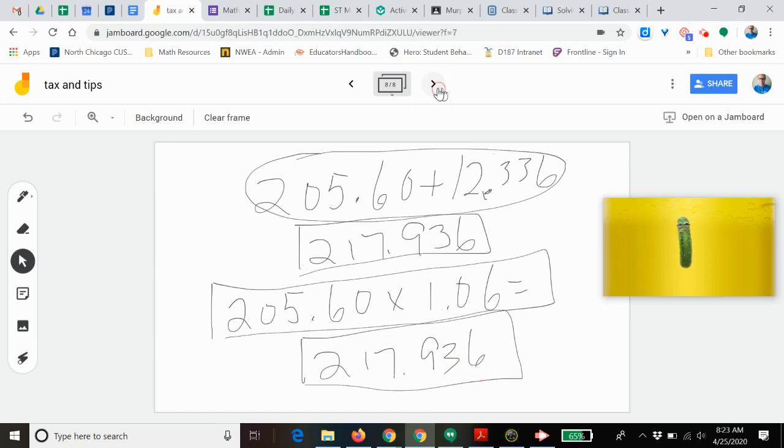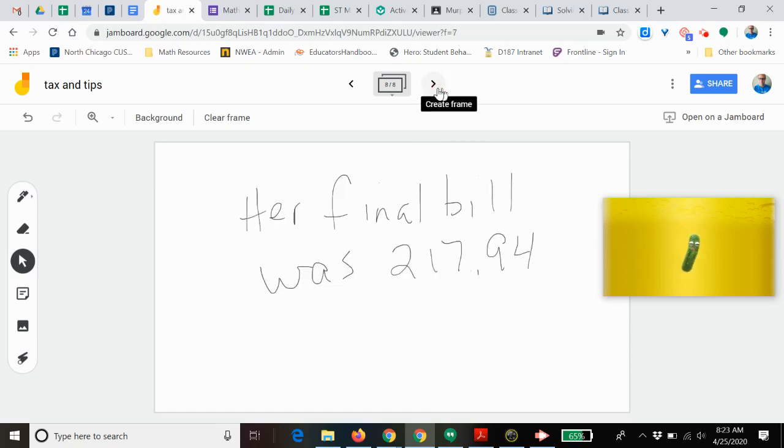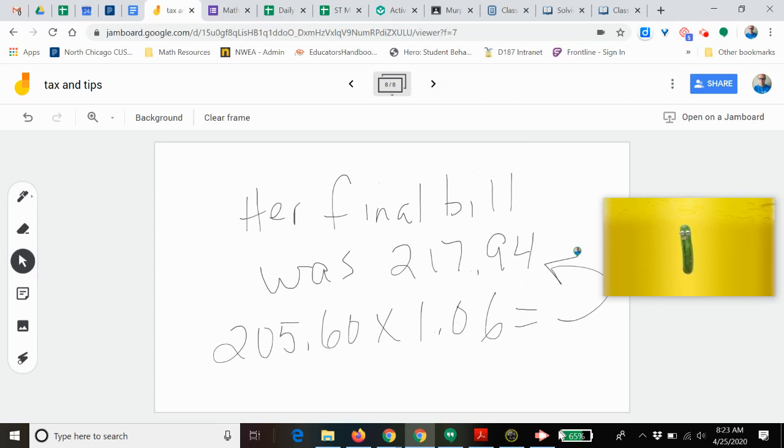So the final bill was $217.94. And I did that in 1 step by saying her original price of $205.60 times 1.06, 106%, was $217.94.